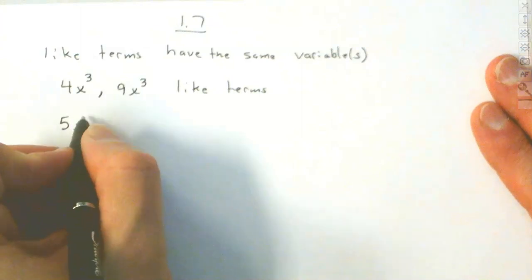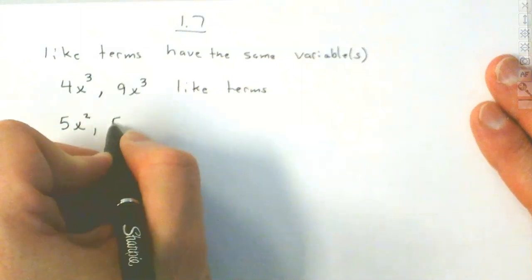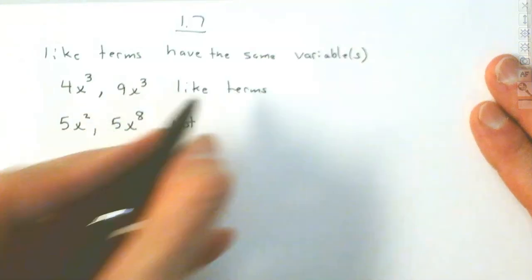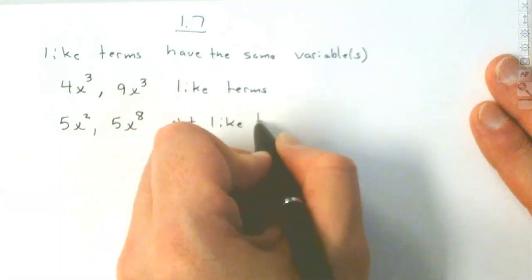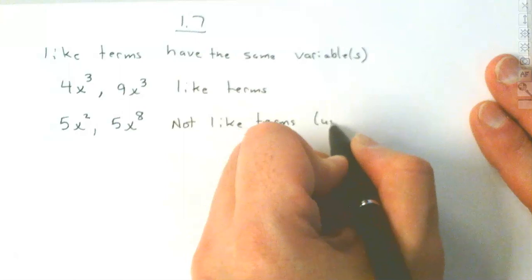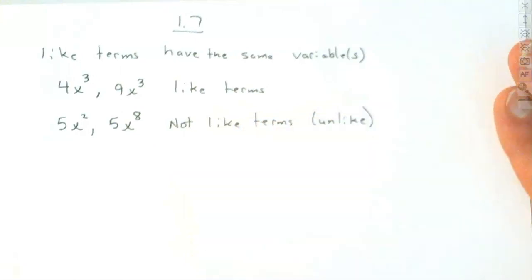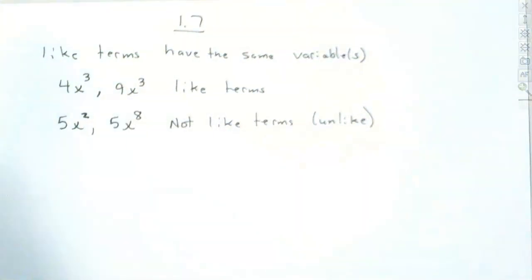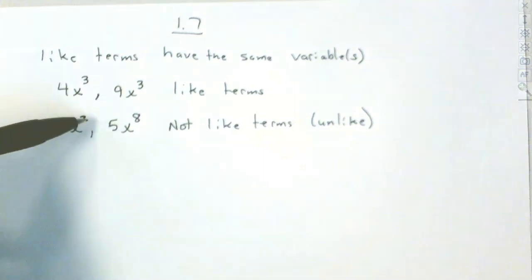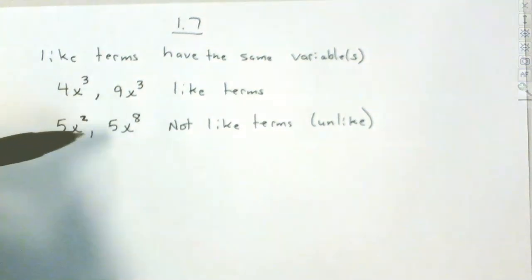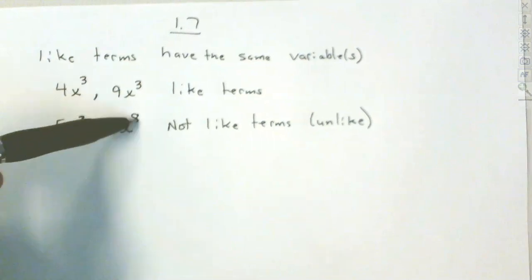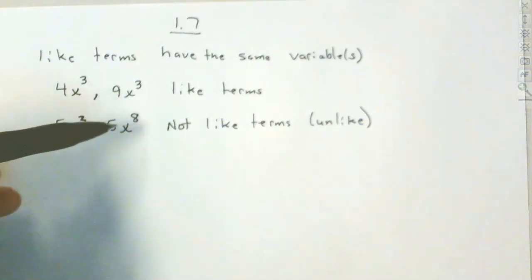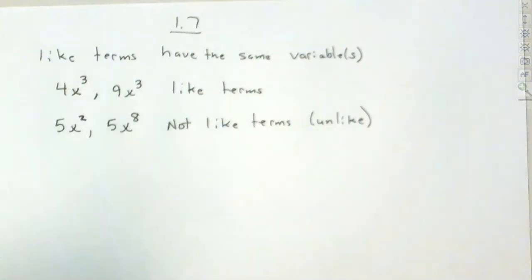However, these would not be like terms. These are unlike terms. Why would those be unlike terms? Because for them to be like terms, for them to go together, they have to have the same variable and the same exponent. These are unlike, they're not like, because they're different. Different variables involved. We don't care about the numbers in front. All we're looking at here is our exponents and the variables.